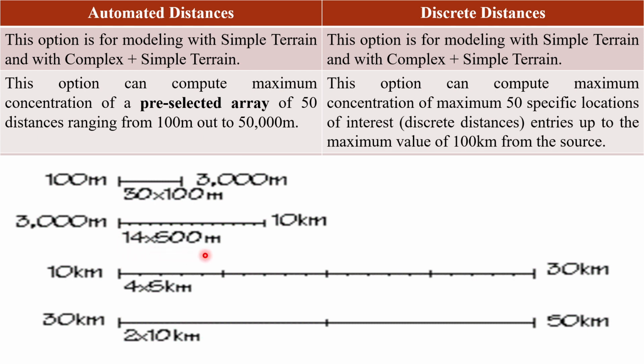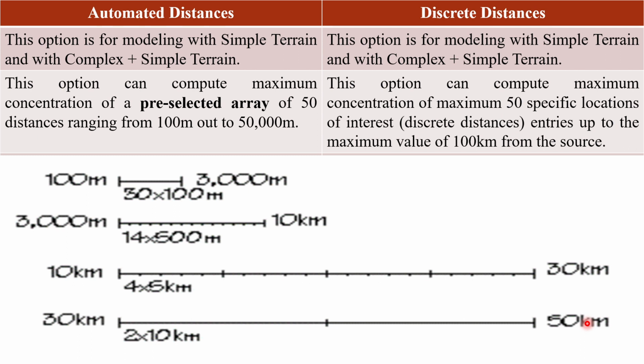Next 14 is 500 meter interval. So this is 7 kilometer, altogether 10 kilometer. Next 4 is of 5 kilometer interval. So this is 20 kilometer, altogether it is 30 kilometer. And this is 48 array, and the last two array is of 10 kilometer interval, and that is 20 kilometer, altogether is 50 kilometer. So this is the pre-selected array of 50 distances.